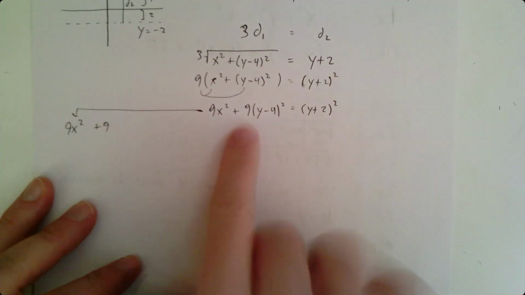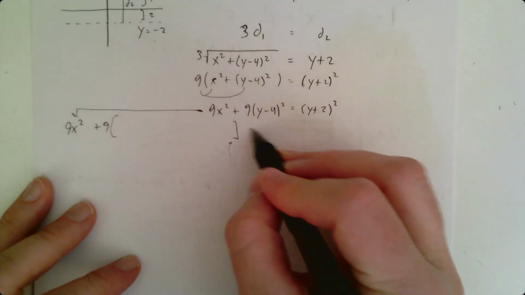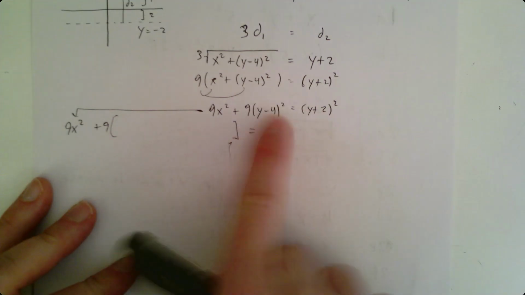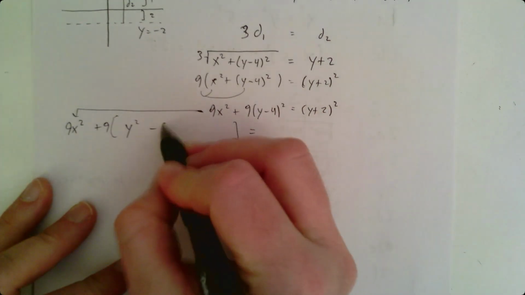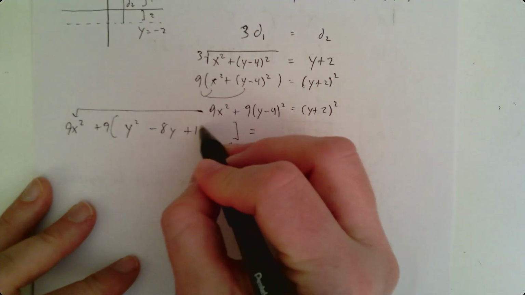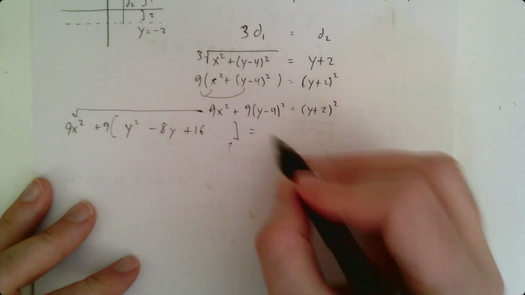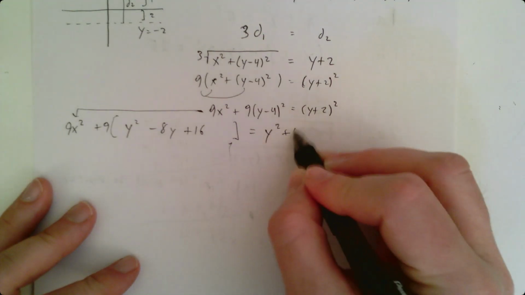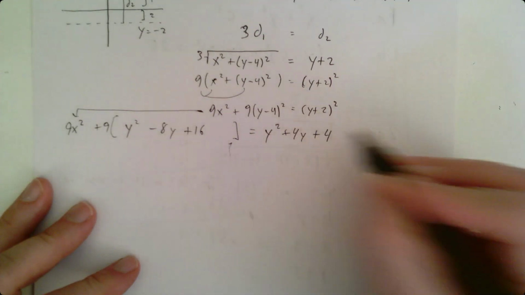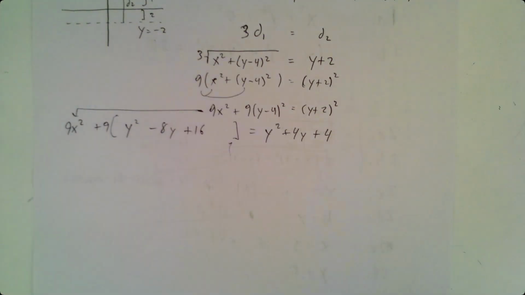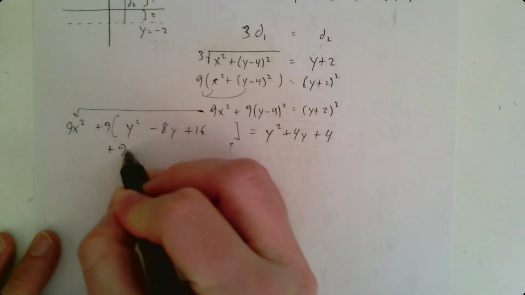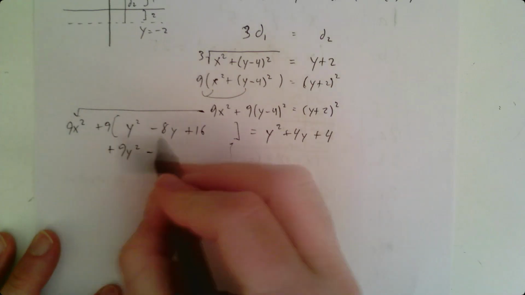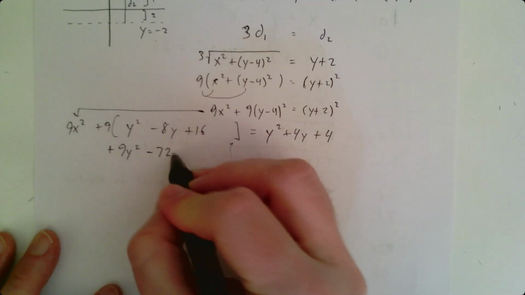So I'm going to write the 9, and then I'm going to have some brackets. And inside the brackets, I'm going to expand the y minus 4 squared. So that should give me y squared minus 8y plus 16. And then over here, I'm going to expand it as y squared plus 4y plus 4. All right, in the spirit of going step by step, let's distribute the 9s. So this is going to give us 9y squared. 9 times 8 is 72, so 72y.